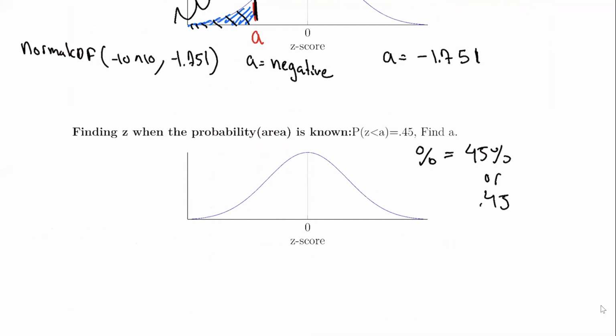Cool. What are we finding? Well, in this case, we're actually finding A, but yeah, it's the z-score. So we're finding z. But technically, we're finding A.